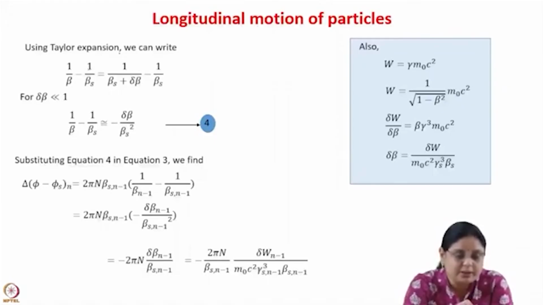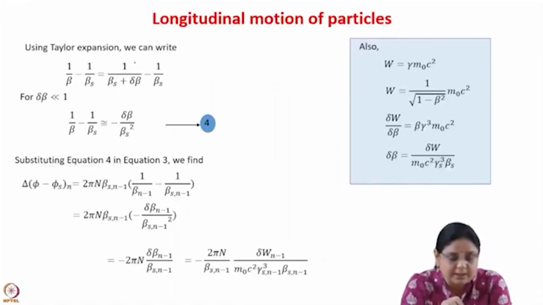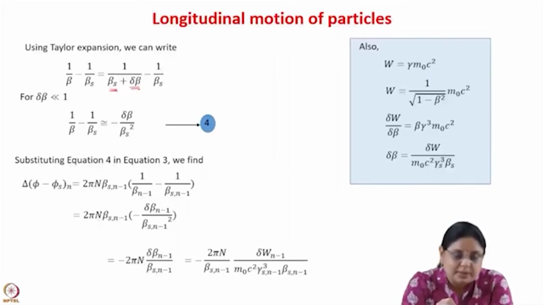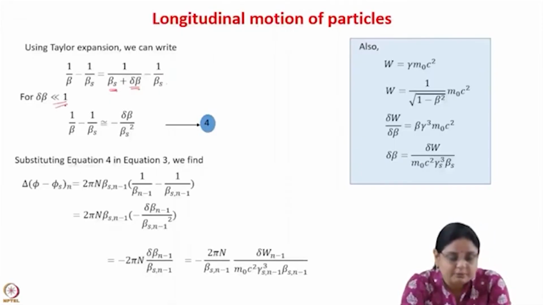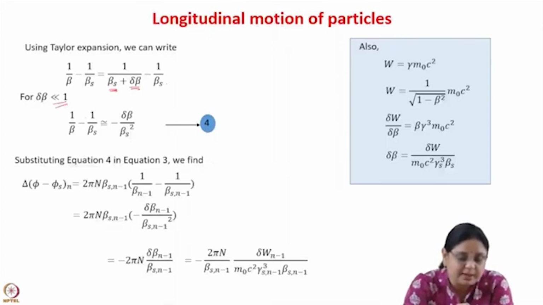Using Taylor expansion, we can write 1 upon beta minus 1 upon beta s as 1 upon beta s plus delta beta, minus 1 upon beta s. The other particle does not have a velocity which is too much off from the synchronous particle, so we can just add a small quantity delta beta to the synchronous velocity.